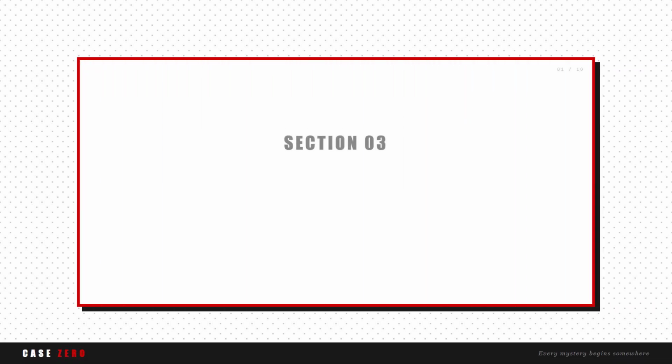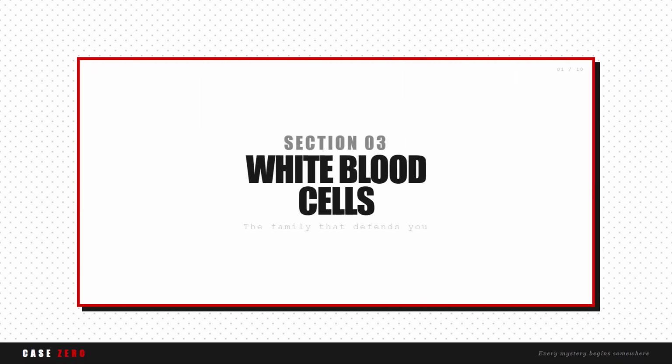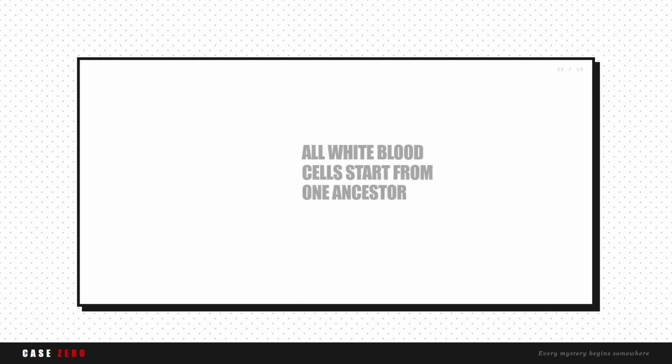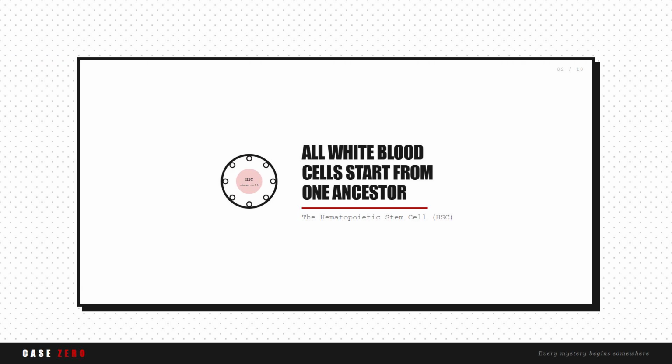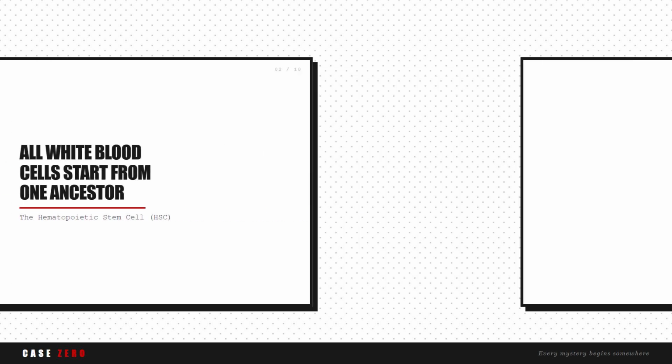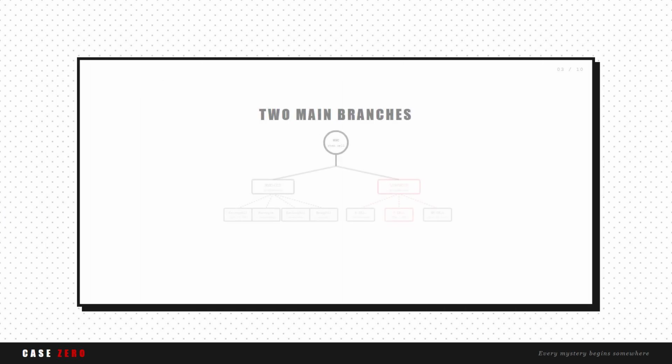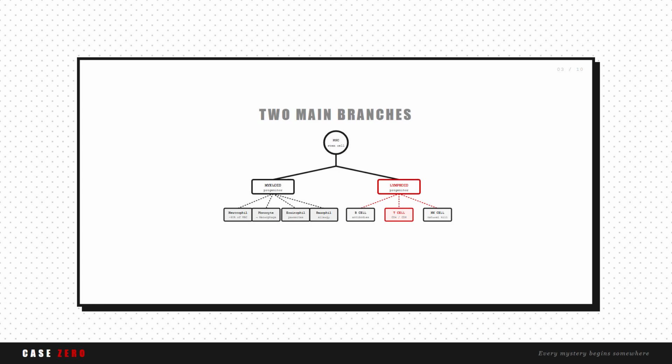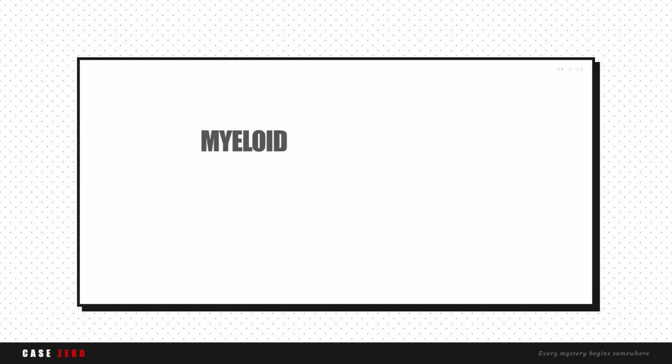Leukocytes are not a single cell type. They are a diverse family, broadly divided into two functional categories: the innate immune cells and the adaptive immune cells. Innate immune cells respond rapidly and non-specifically to foreign material. They do not distinguish between one bacterium and another. They recognize general patterns of threat and respond immediately.